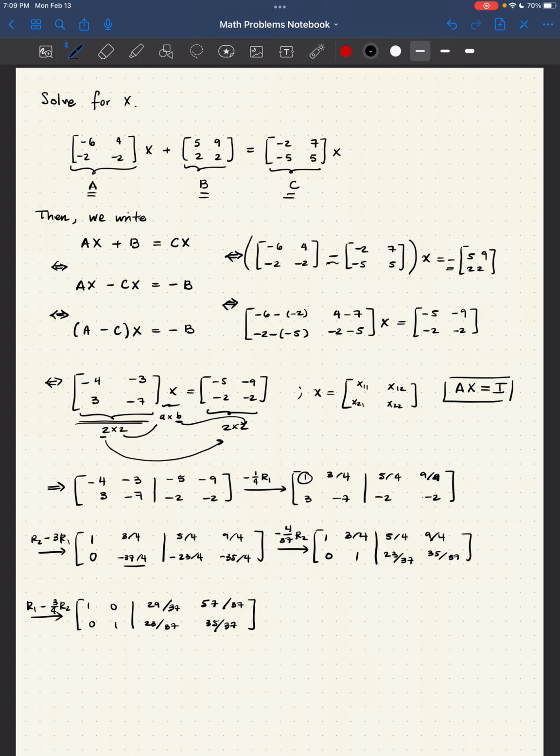So that means that X is exactly the matrix that we find here. So X is equal to 29 over 37, 57 over 37, 23 over 37, and 35 over 37.